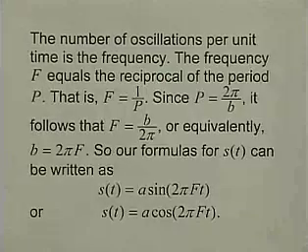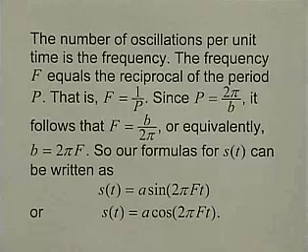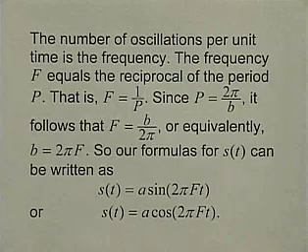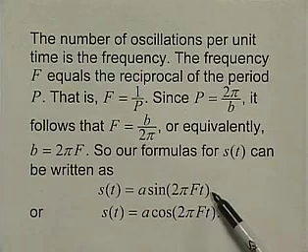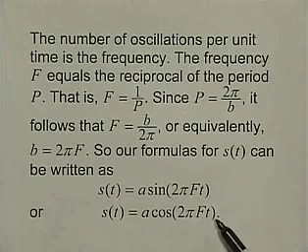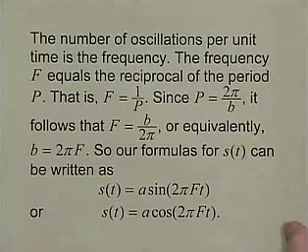The number of oscillations per unit time is the frequency. The frequency f equals the reciprocal of the period p. That is, f is equal to 1 over p. Since p is equal to 2 pi over b, it follows that f is equal to b over 2 pi, or equivalently, b is equal to 2 pi f. So our formulas for s of t can be written as s of t is equal to a sine of 2 pi ft, or a cosine of 2 pi ft.